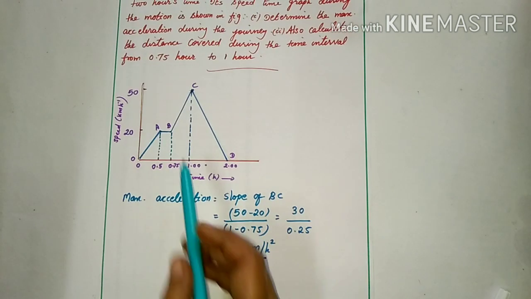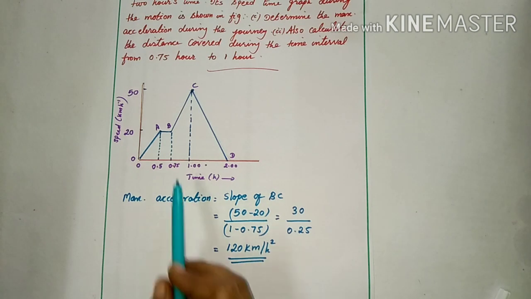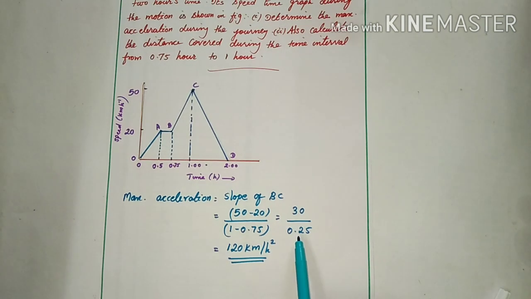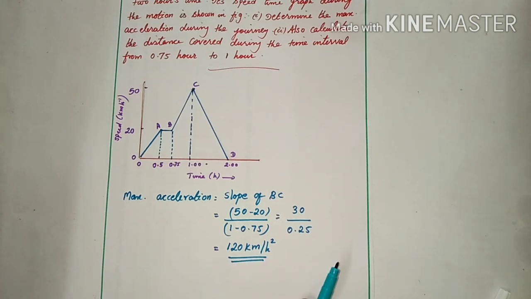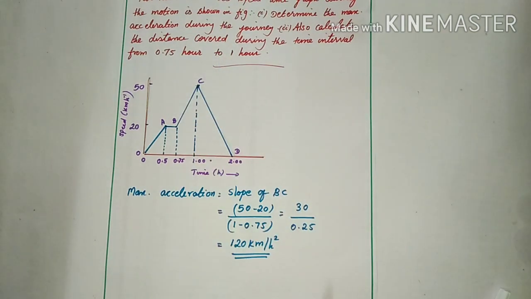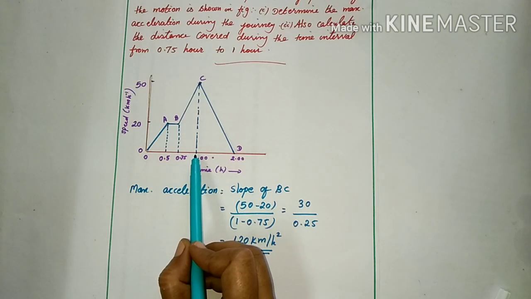So that is equal to 50 minus 20 divided by 1 minus 0.75. So that is equal to 30 by 0.25. Its value is equal to 120 kilometer per hour square. Okay. Then second part, calculate the distance covered during the time interval 0.75 to 1 hour.